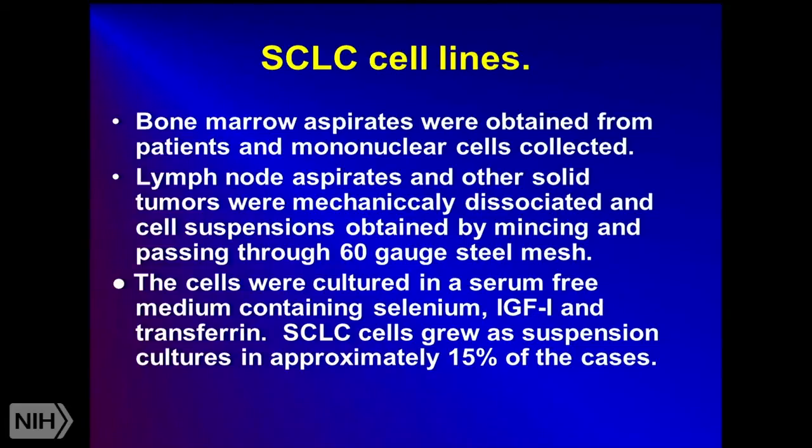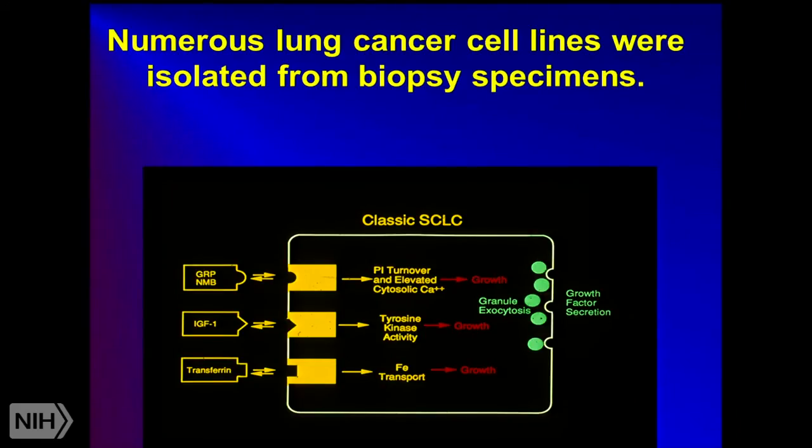Basically, the bone marrow aspirates were collected from patients and mononuclear cells isolated. Then the lymph node aspirates and other tumors were mechanically dissociated and cell suspensions obtained. The cells were then put in a serum-free medium, and all the normal cells died, but the cancer cells can make their own growth factors, and hence they grew. For the small cell lung cancers, surprisingly, they grew as floating cells. They do not adhere to traditional Petri dishes or flasks.